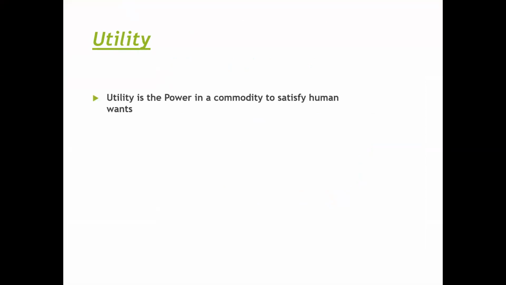Utility is nothing but the power in a commodity to satisfy human wants. For example, a textbook has greater utility for a student, for you all, than for an illiterate person. To that person, there is no use of a book. But you can read it, so you have utility because it satisfies your want of knowledge. So utility depends upon the urgency of want, that is, what you want.